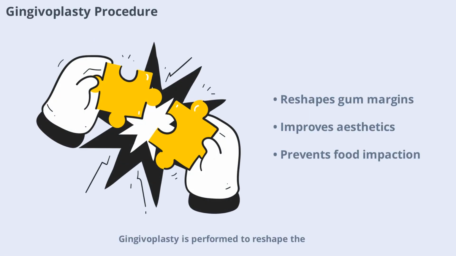Gingivoplasty is performed to reshape the gums for improved aesthetics and function. Instruments used include periodontal knives, scalpels, diamond stones, or electrodes. The procedure involves tapering the gingival margins, scalloping the marginal outline, thinning the attached gingiva, and creating vertical interdental grooves.